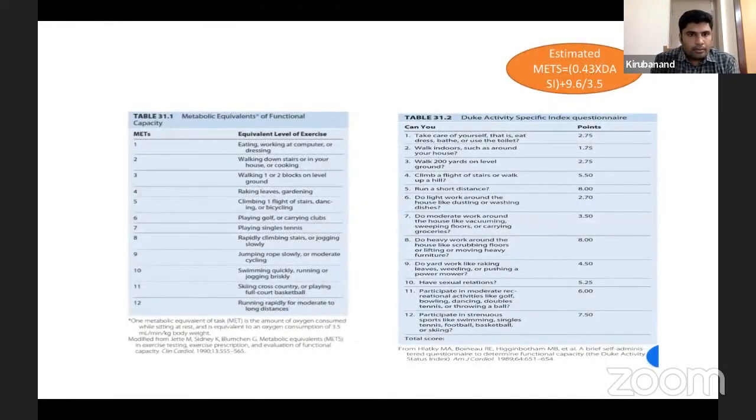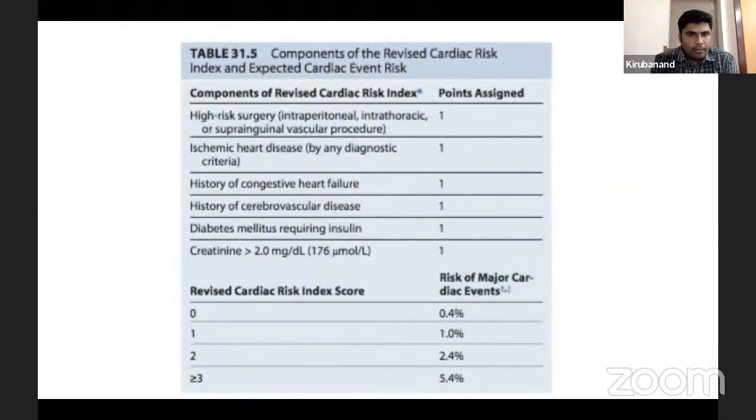So this is your METs and Duke Activity Specific Index questionnaire. I think everybody knows this, we can skip this. Now, how will you risk stratify this patient? You have to take consent and tell the patient you have this much percentage of chance of heart failure or a bad outcome from the surgery. So how will you say?